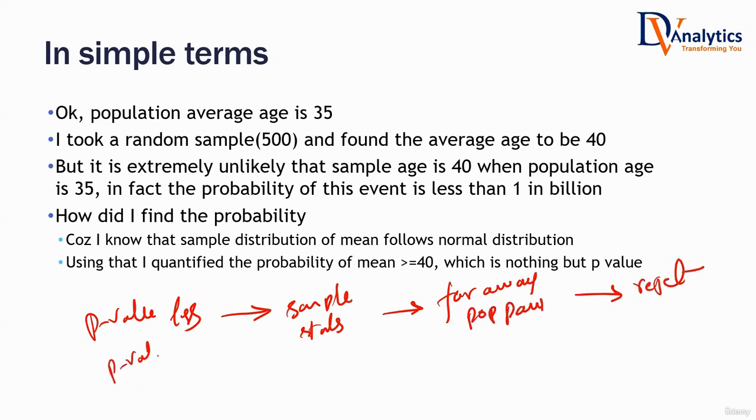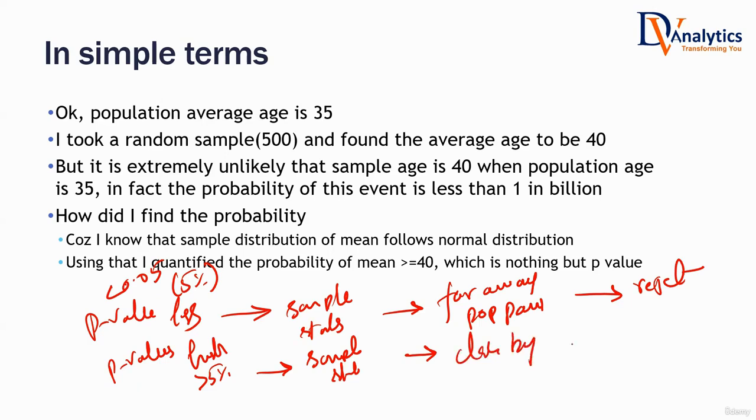If the p-value is lesser than 5%, less than 0.05, then you reject the null hypothesis. If the p-value is higher than 5%, then the sample statistic that you got is close to whatever is expected. If it is close by, automatically you will accept the null hypothesis. That is the testing of hypothesis.